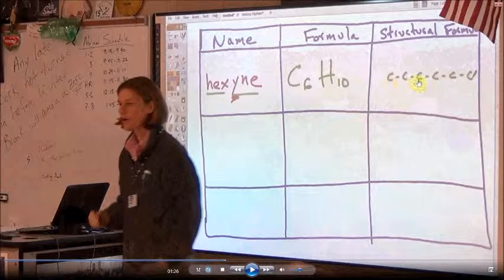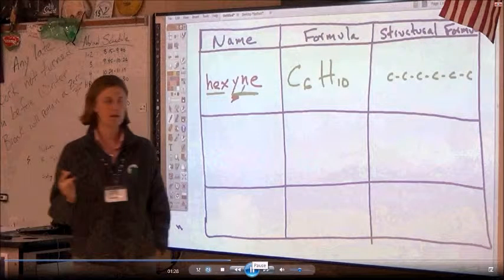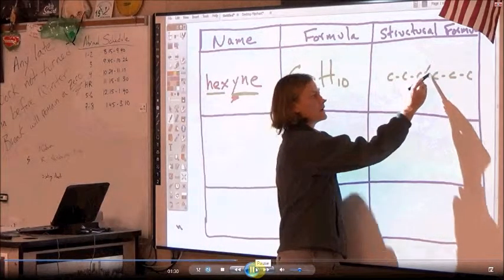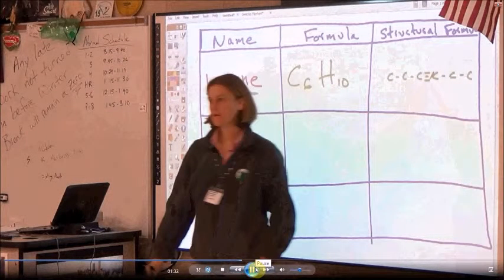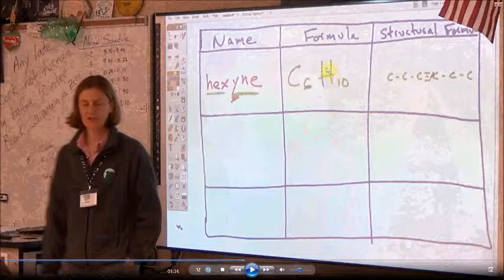So 1, 2, 3, 4, 5, 6. Got our 6 C's, and then we do need to remember that by definition, a yne means that there is a triple bond in there. And we can't have a triple bond with the H's, it's got to be between the C's, because hydrogen, of course, could only have one line touching it.